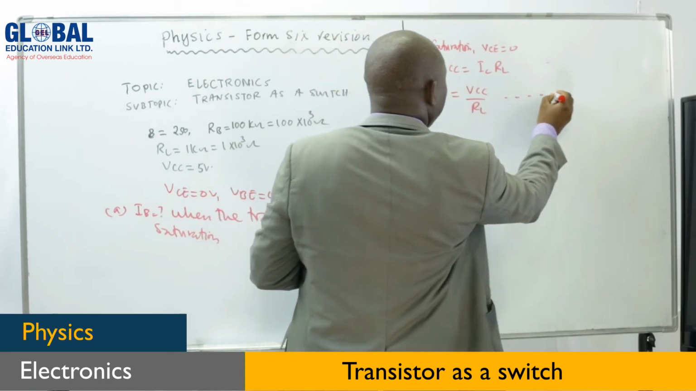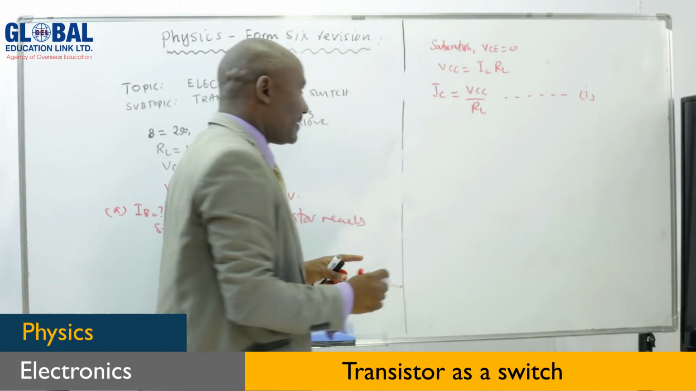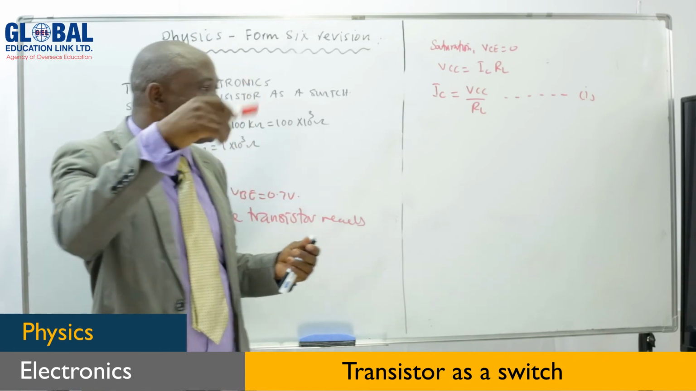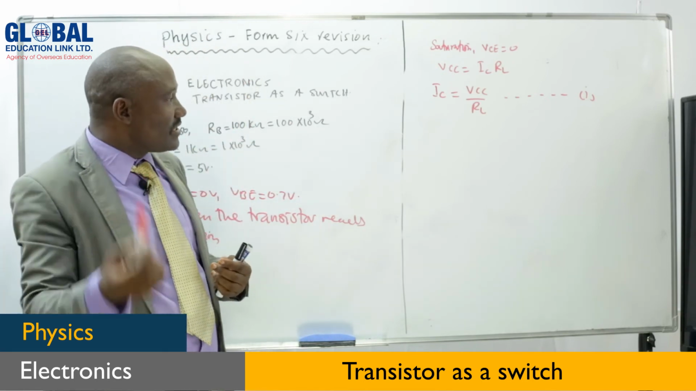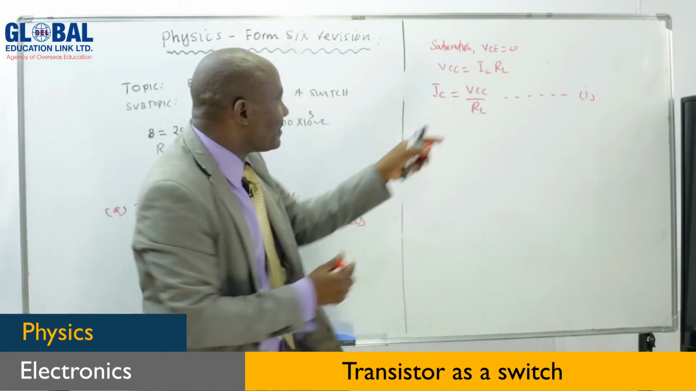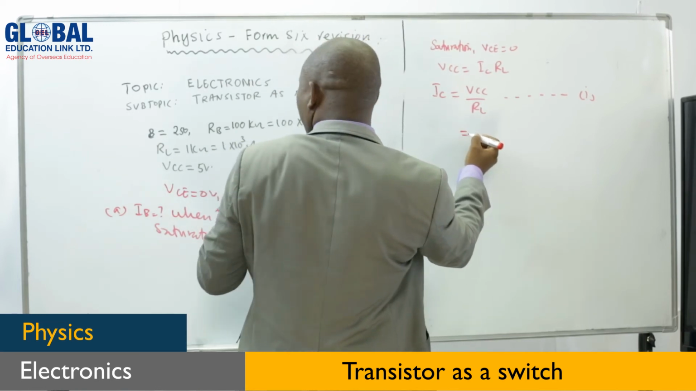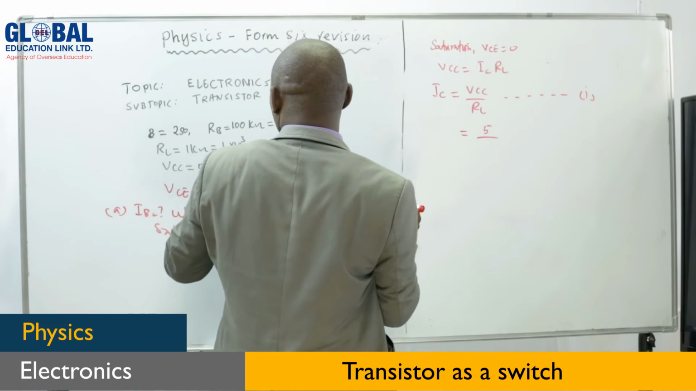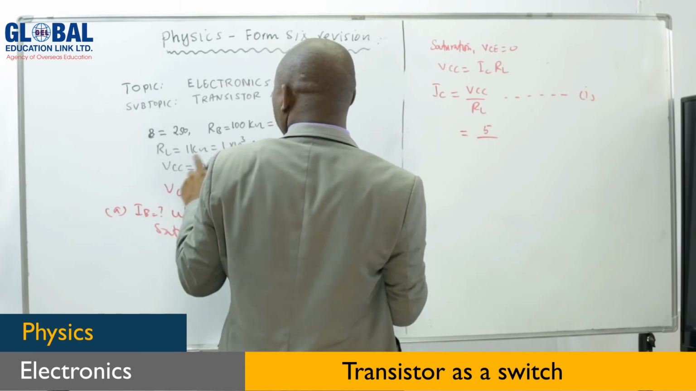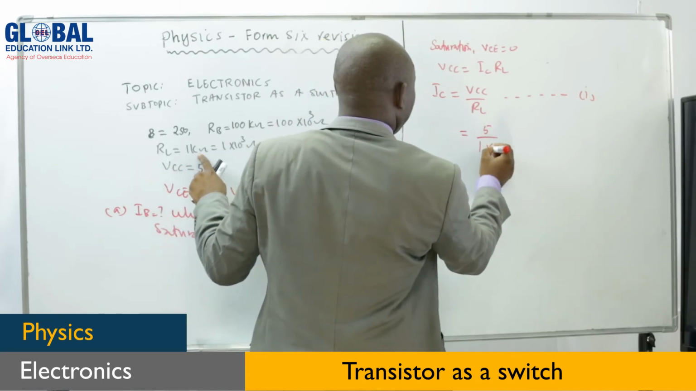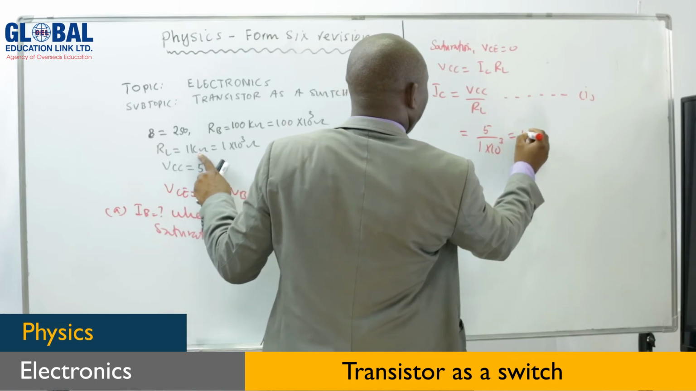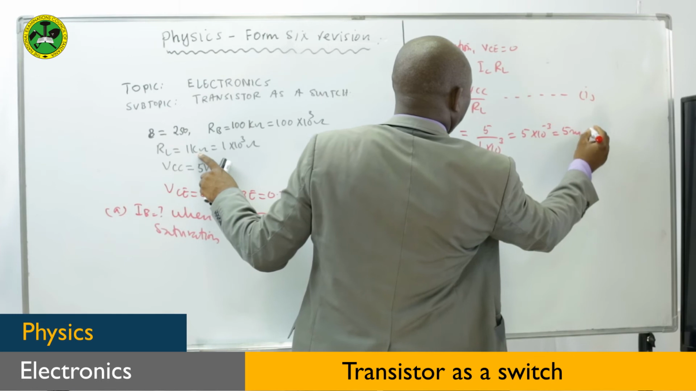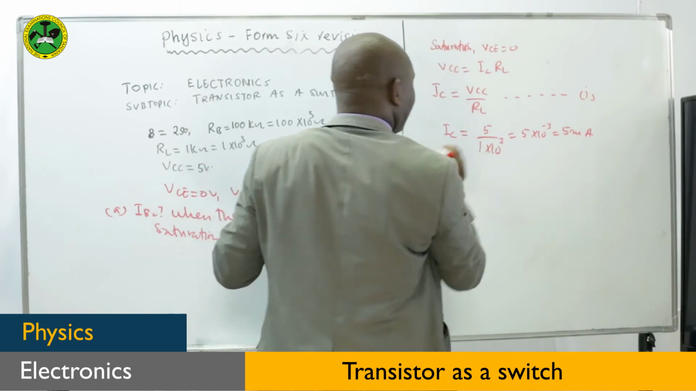Step number 1. If you want to find the minimum base current, you should know the value of the current at which the transistor starts saturation. So it starts when the VCC is given. Our VCC is 5, and our load resistance here is 1 times 10 power 3. You get 5 times 10 negative 3, which is 5 milliampere. This is our collector current.